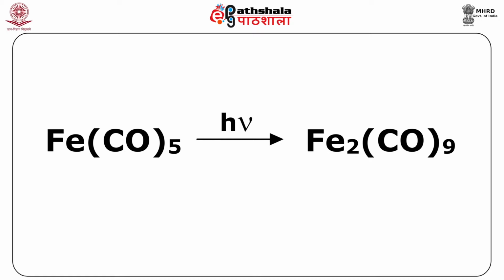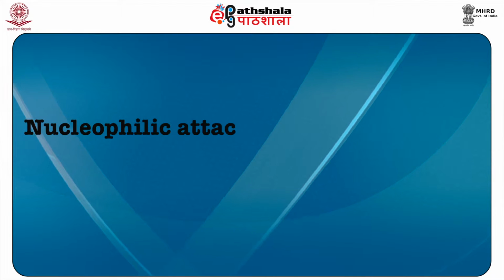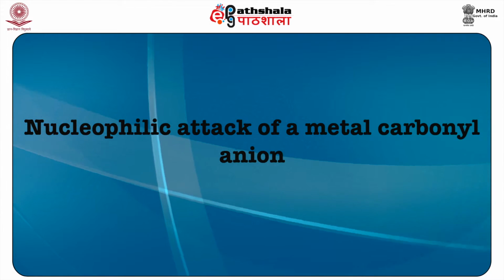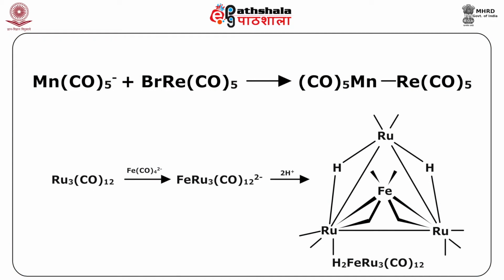In this reaction, pentacarbonyl iron on photolysis will give you nonacarbonyl diiron. Another method is nucleophilic attack on a metal carbonyl. A metal carbonyl anion such as pentacarbonyl manganese(-1) anion can show a nucleophilic substitution reaction with bromopentacarbonyl ruthenium, which possesses a replaceable bromide. The reaction results in the formation of a manganese-ruthenium covalent bond, as you can see in this reaction.